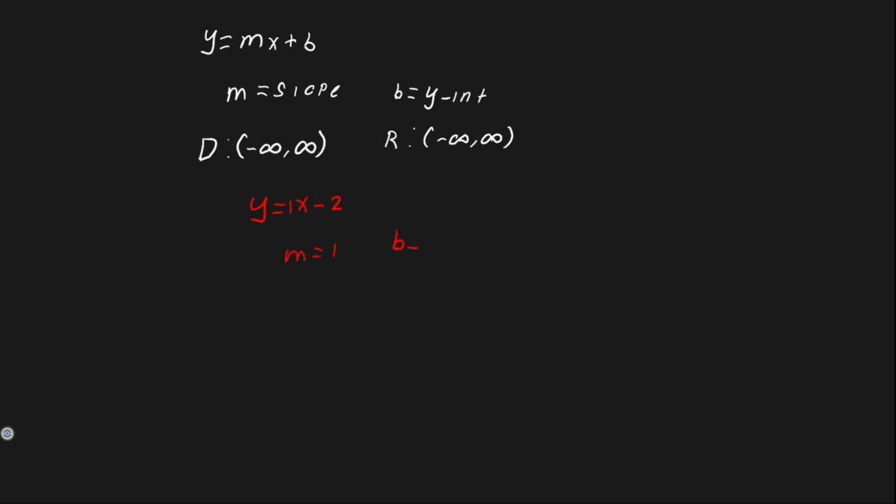And we see that b is equal to negative 2, since when x is set to 0, you have y is equal to 0 minus 2, which gives your output, your y value, which is negative 2. So that is an example, and we're going to go ahead and look at another one.